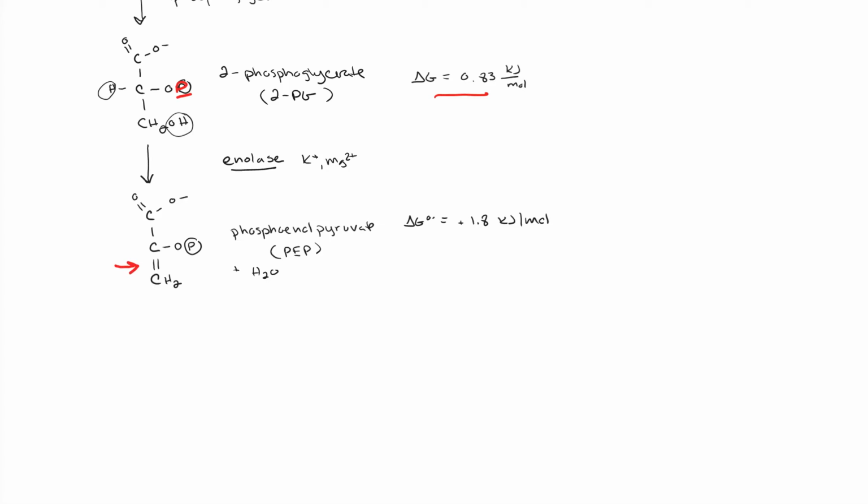where the hydroxyl group off the 3-carbon and the hydrogen off the 2-carbon get pulled off as an equivalent of water, forming a new double bond between the 2nd and 3rd carbon and leaving the phosphate on the 2nd carbon. And this is phosphoenolpyruvate, and this particular reaction is also operating right at equilibrium with a slightly positive delta G under standard conditions of 1.8 kilojoules per mole.